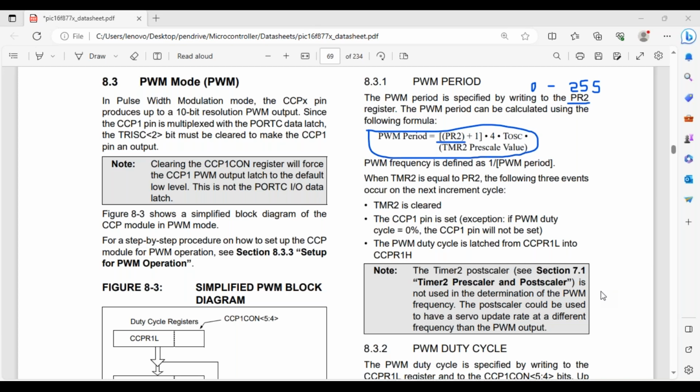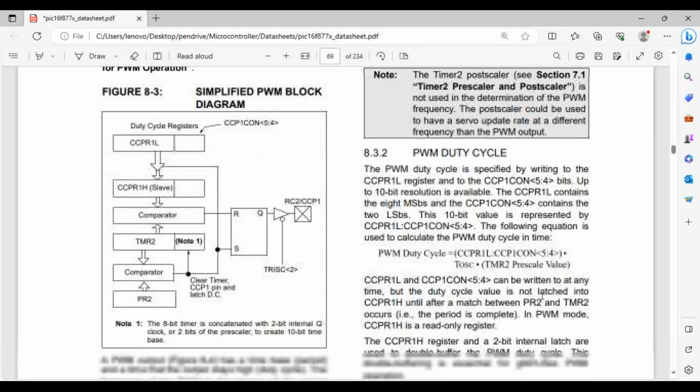We are trying to generate a pulse width modulated waveform with the help of the built-in block. We wrote the required period into the PR2 register. Now I have to write the duty cycle to a specific register. The duty cycle will be specified in 10 bits, and those 10 bits cannot be written to a single register because the maximum size of the register is 8 bits, as ours is an 8-bit microcontroller.